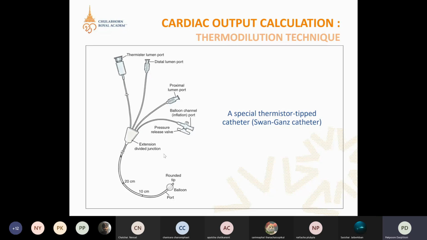The previous one is the cardiac output calculated by the Fick method, where you get the oxygen saturation or the hemoglobin from doing blood gas inside the lab. Okay. Another cardiac output calculation is the thermal dilution technique.